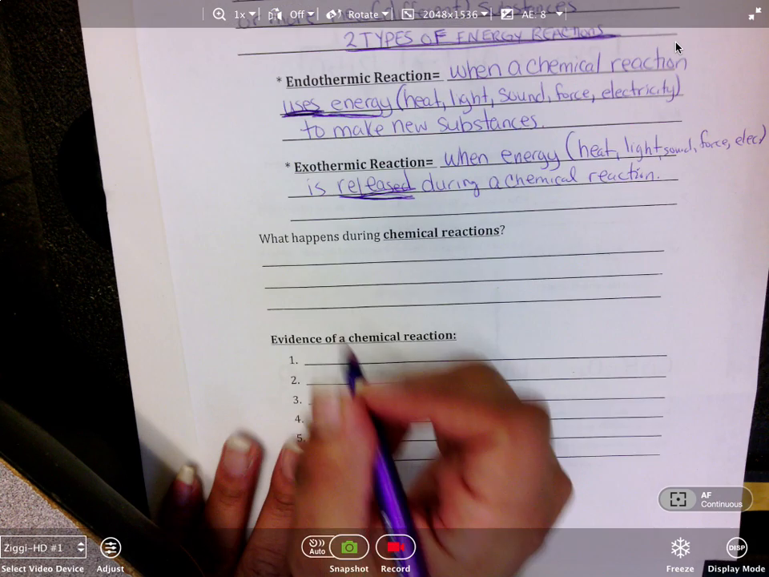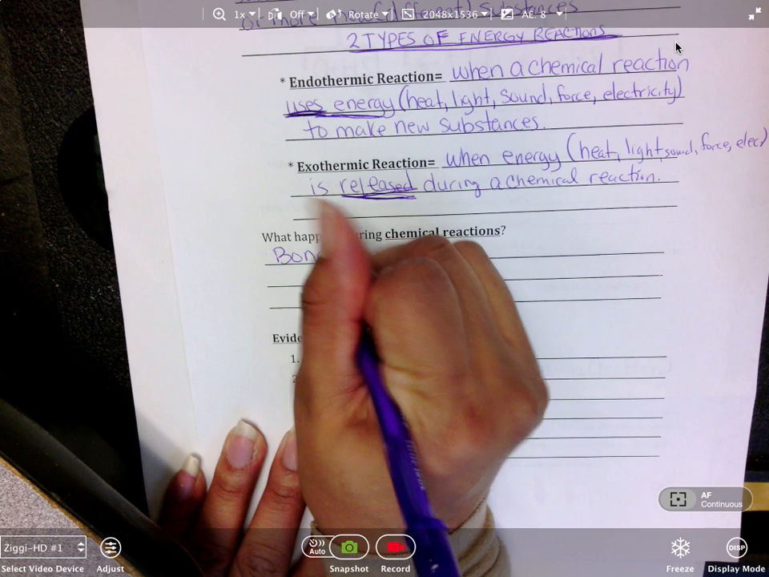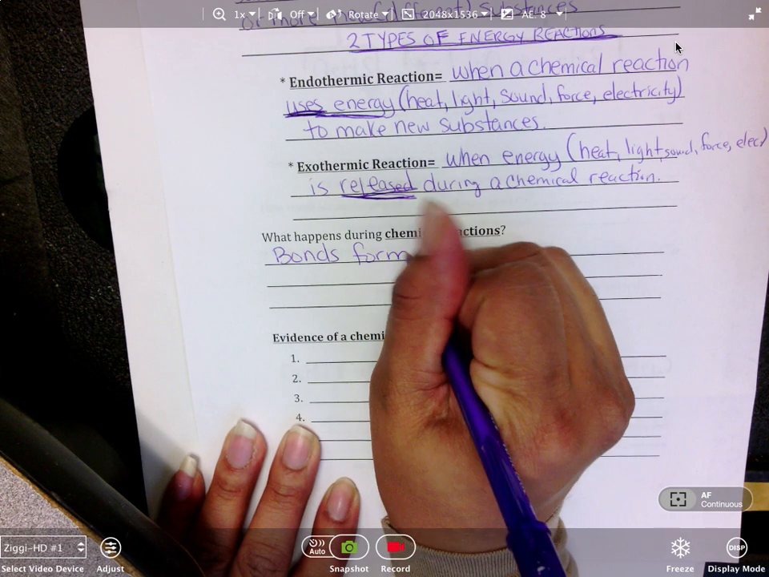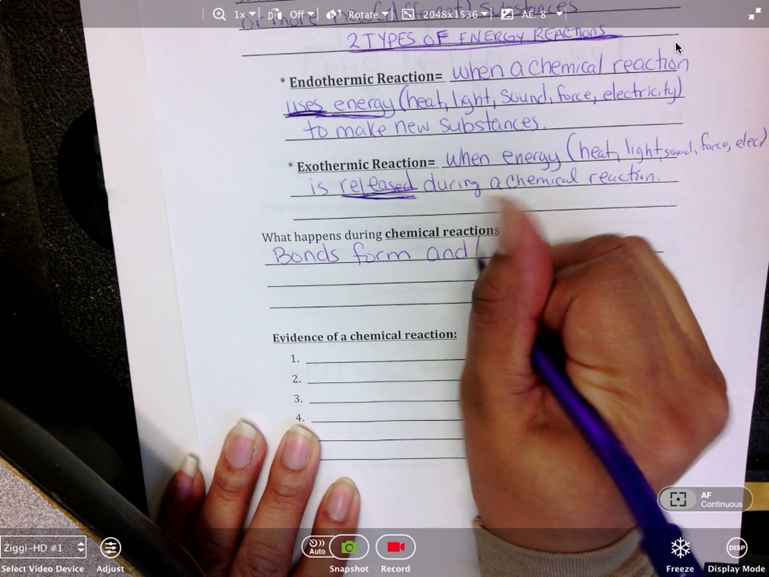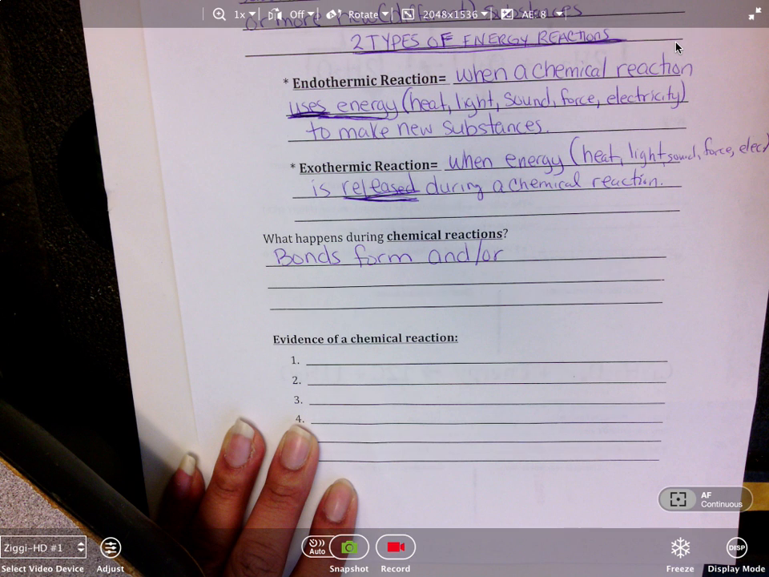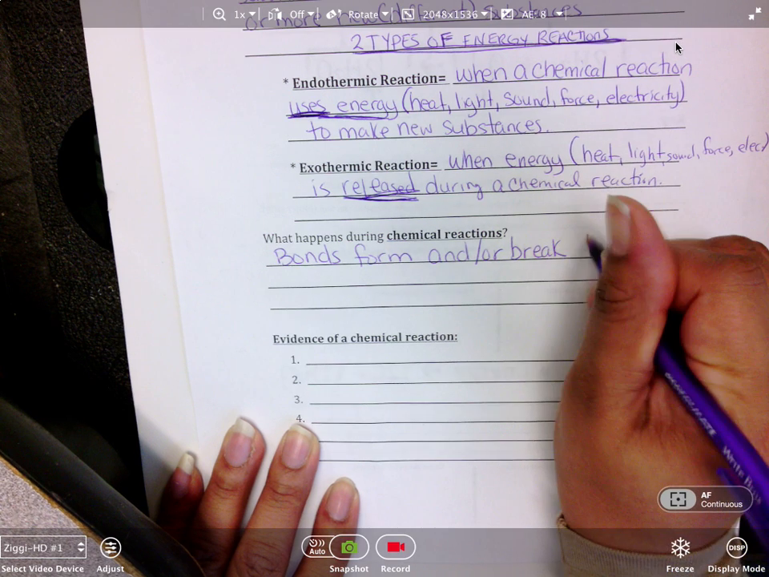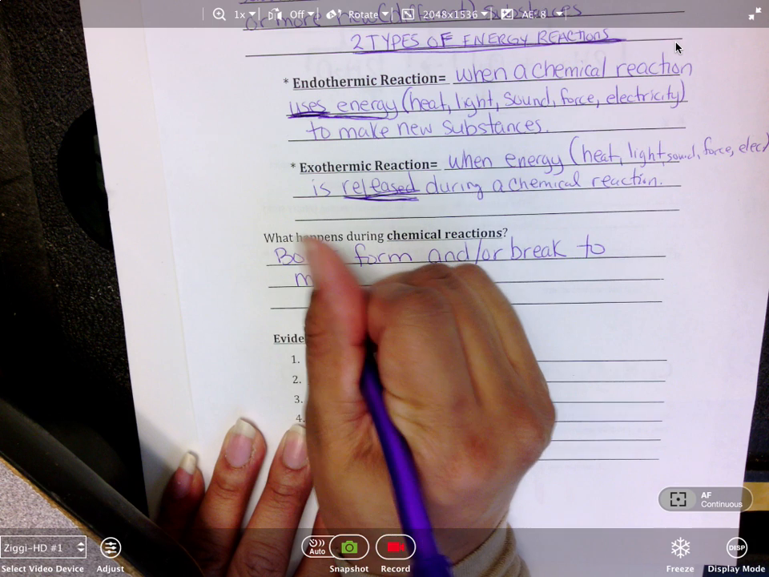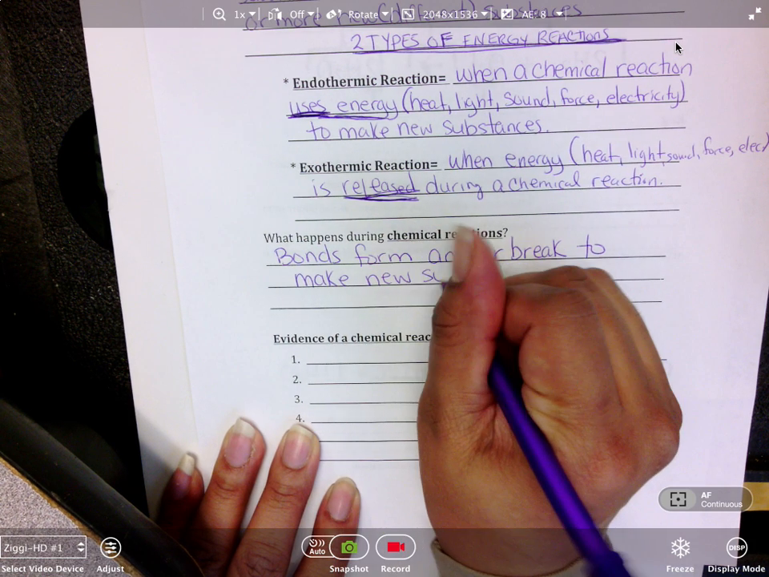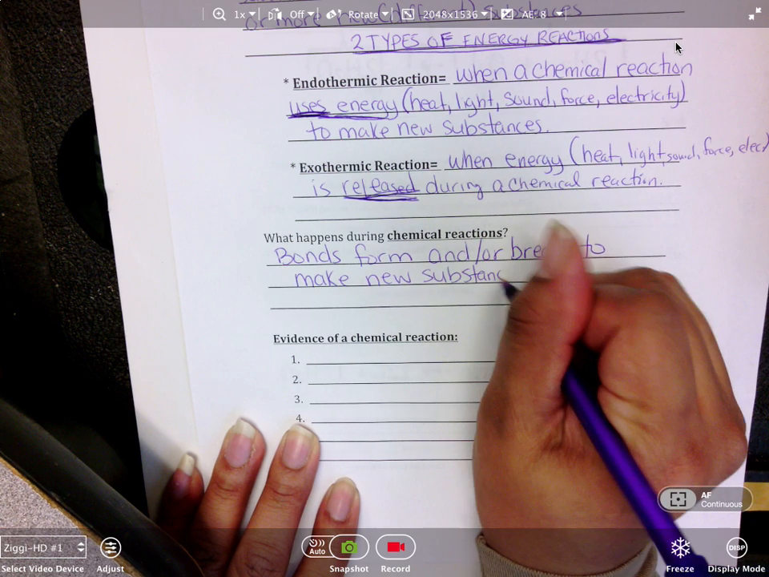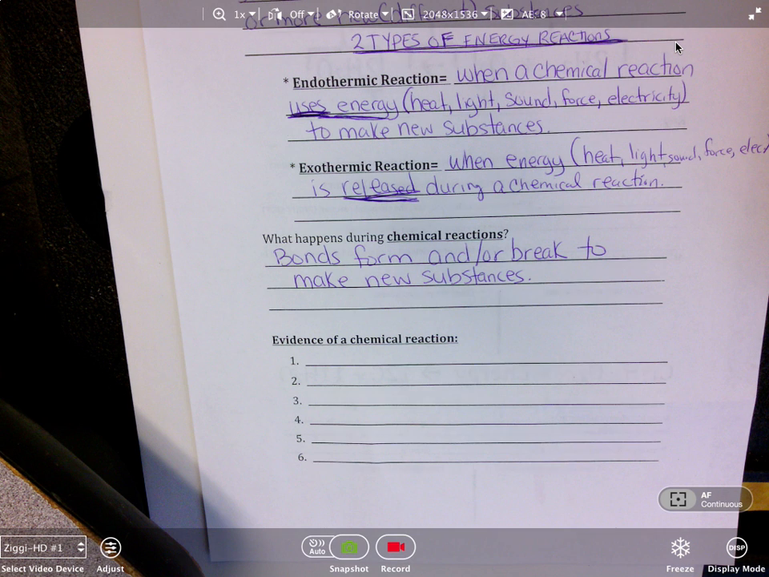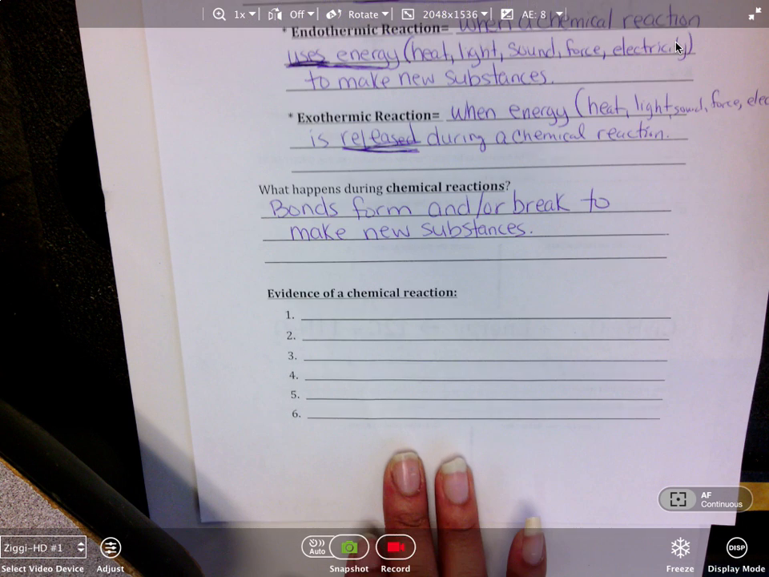So during a chemical reaction, bonds form and or, because sometimes you can have them just forming, or sometimes you can have them just breaking, or you can have them do both. Bonds form and or break to, like Rogelin said, make new substances. The key part is making new substances. But in order to do that, bonds have to break or bonds have to form. Questions so far?